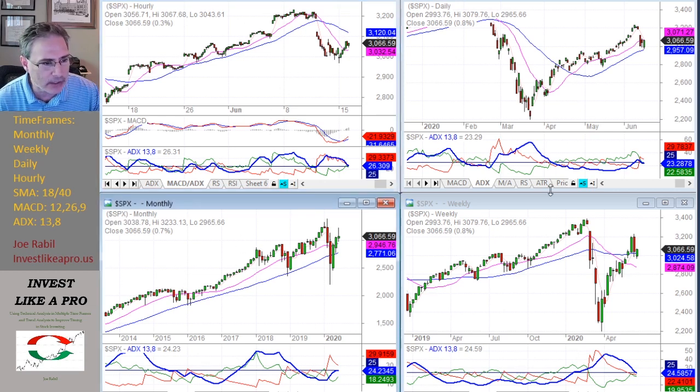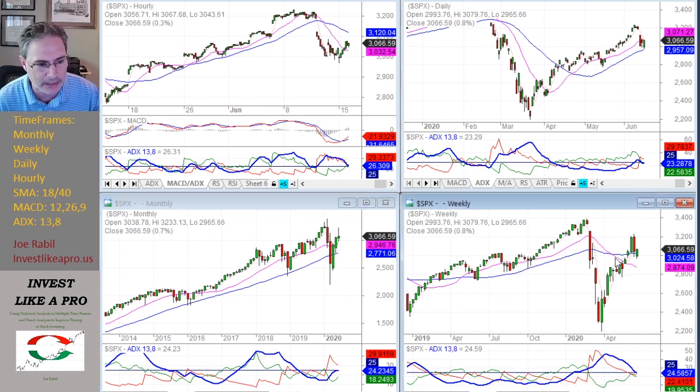If I look at all these different time frames, if the 18 is above the 40 and both lines are rising, then you have a trend in that time frame. That's what I would constitute is what's taking place on the monthly chart. The 18 is above the 40 and both lines are rising.